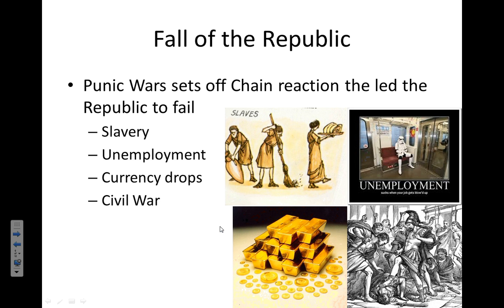So people that are actually wanting to work for money are no longer needed. So therefore, the unemployment rate skyrockets. The currency then devalues and becomes worth less. And then civil war after civil war begins to break out.